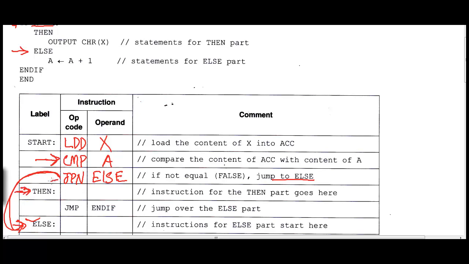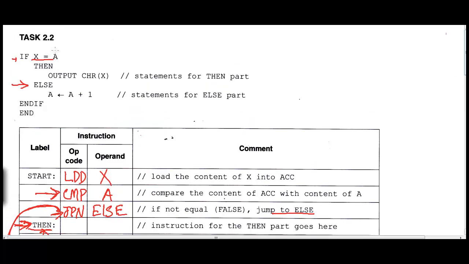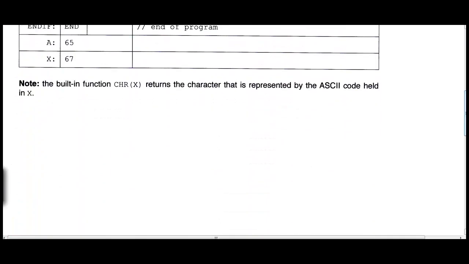Then we are not going to take this jump. So then this is the instruction that is going to be executed, which is lying at this label then. And we can see that if x equals a, then this is the instruction that has to be executed: output CHRX. So what is CHRX? CHRX is a built-in function.